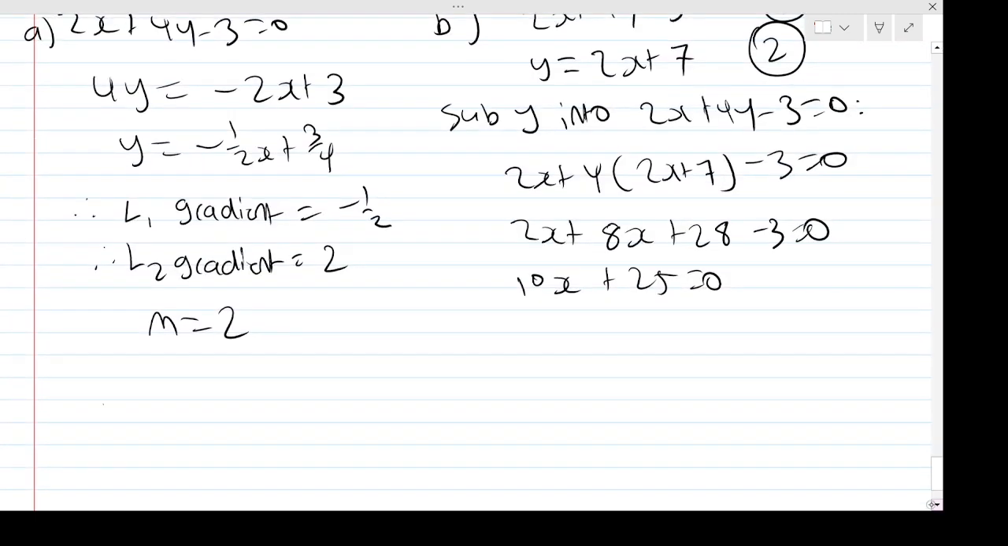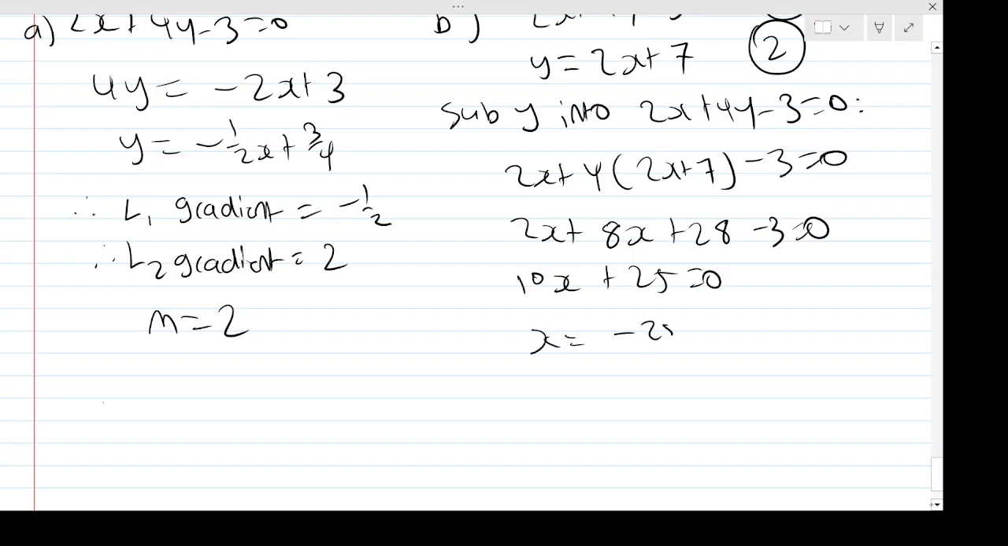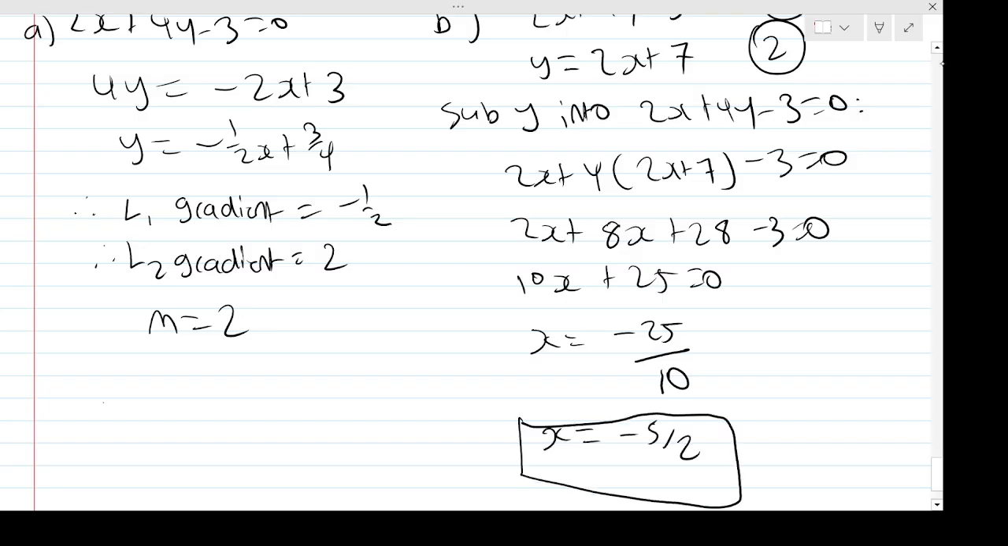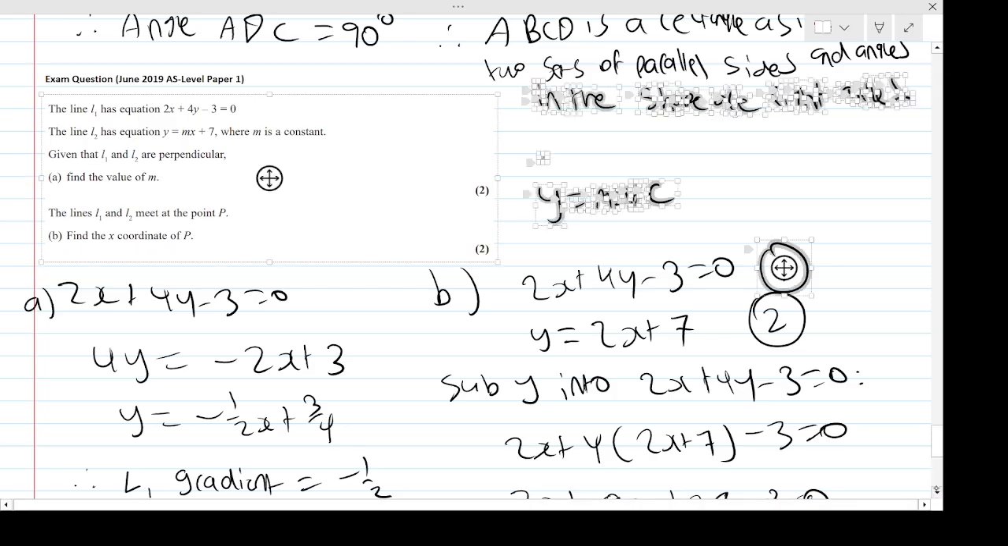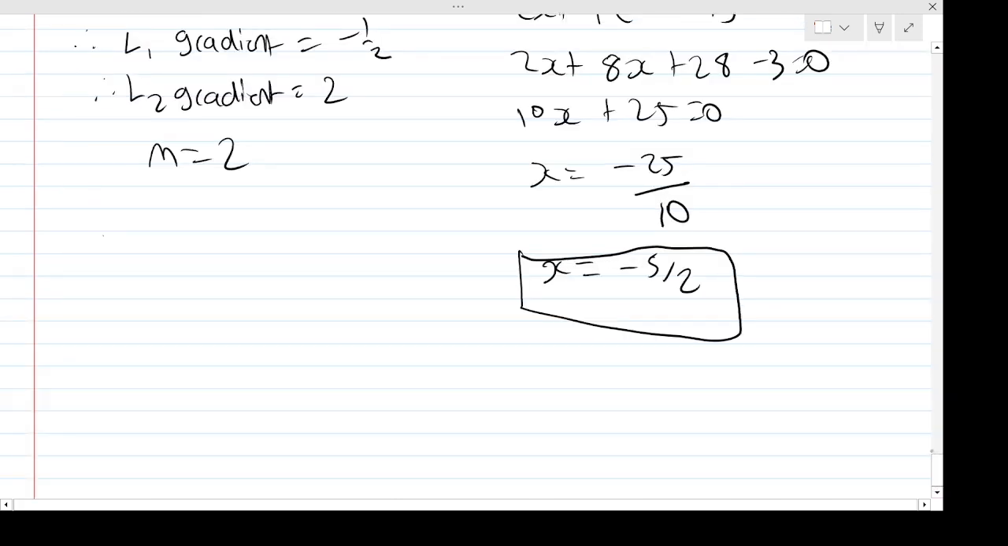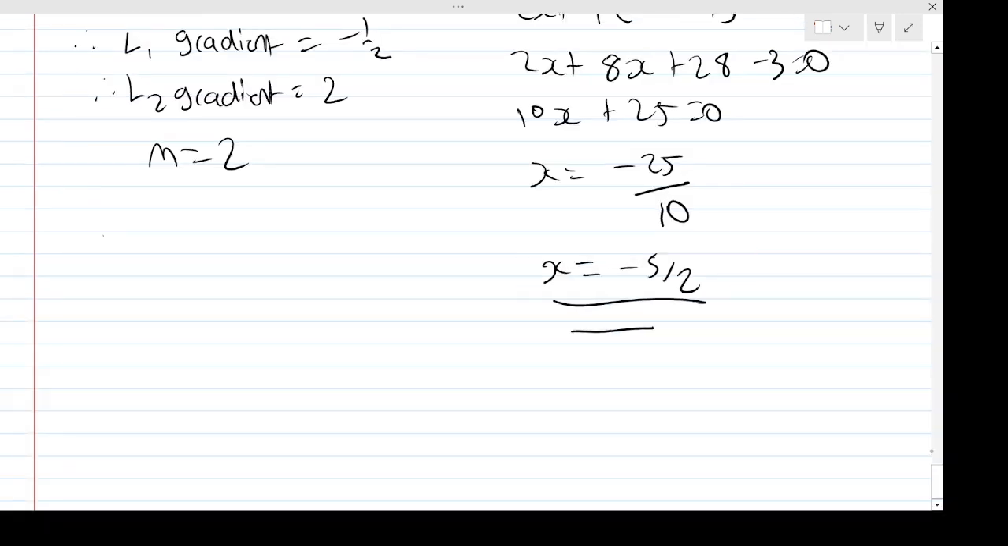But then I can easily solve for x. So that means x is minus 25 over 10. I don't think that simplifies. Oh, it does. Divide by 5: minus 5 over 2. There we are. Now we would solve for y, right? To find the missing value, to find the point. But actually, it only says to find the x coordinate. So that means the x value. Well, we just solved that. So actually, we're done. So there we are. Cool.